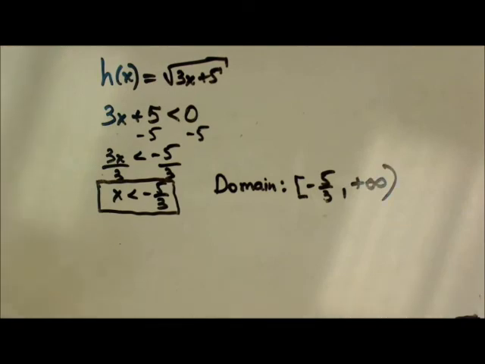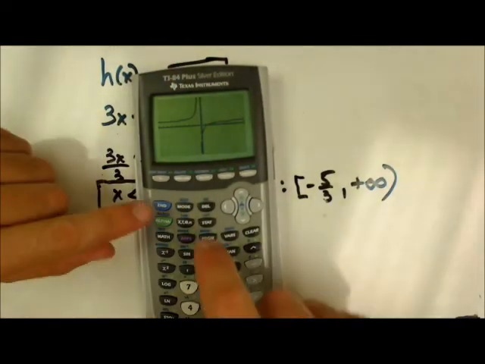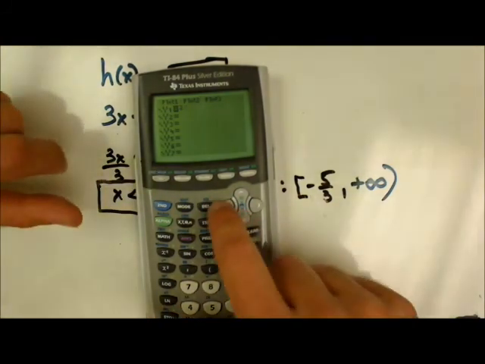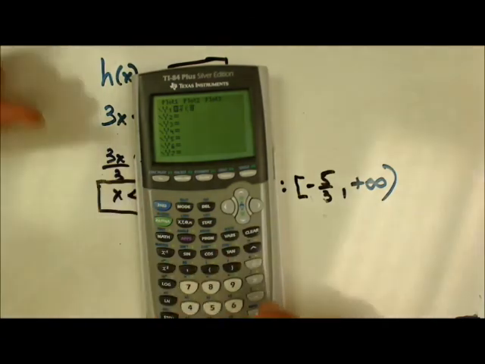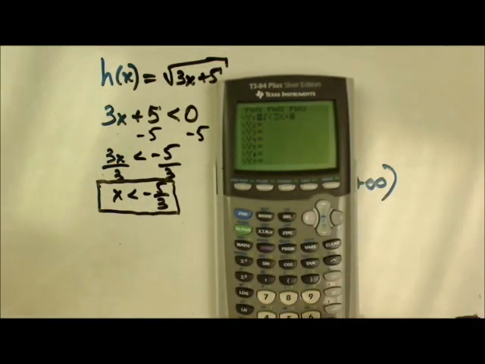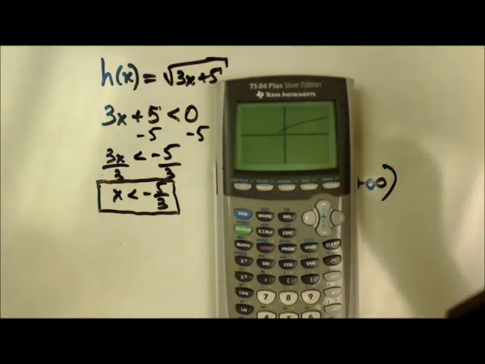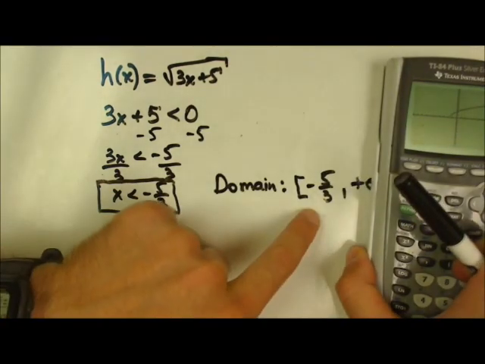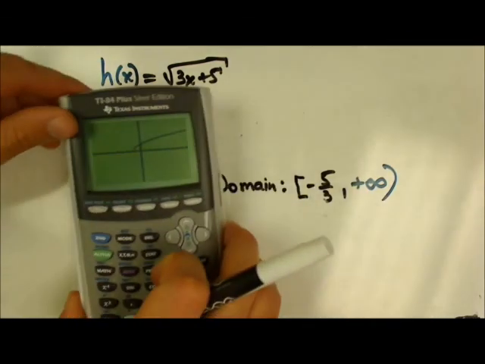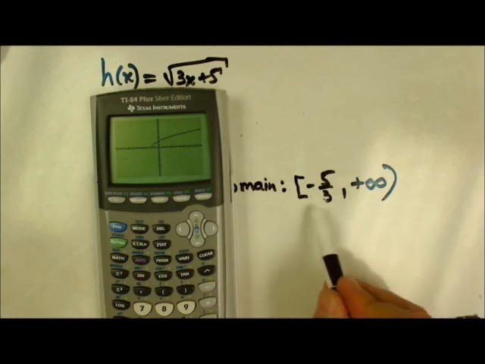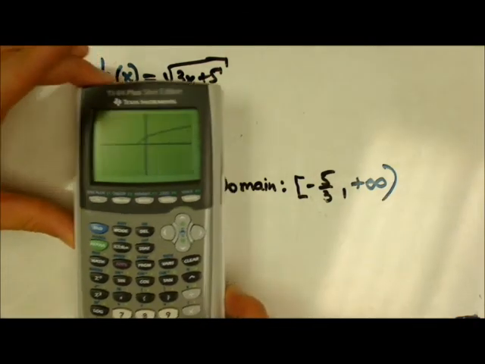Again, we can check this using the calculator. Y, square root of 3x plus 5. Graph it. As you can see, our graph starts at next to -2, which is -5/3, and goes all the way to infinity. It's not stopping. It's exactly what we came up with, -5/3 to positive infinity. That's it.